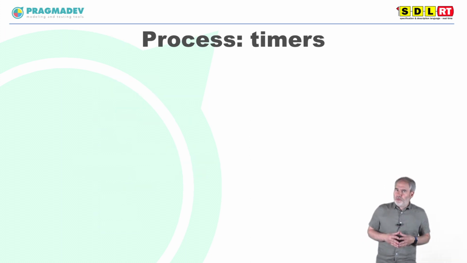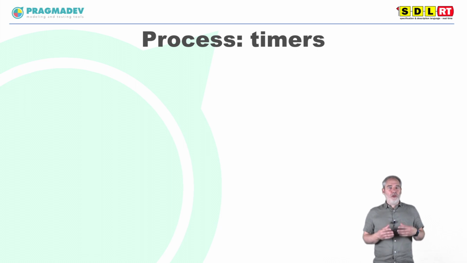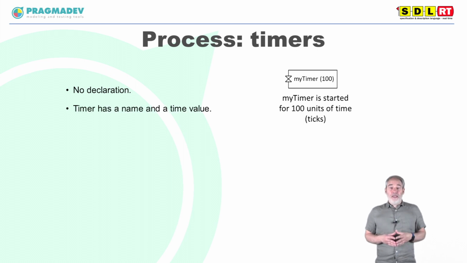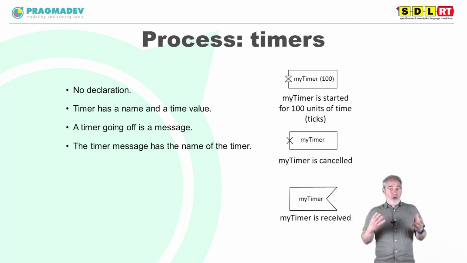Let's now move to timers. First, there is no need to declare a timer. Just start it. The timer is identified by its name, and the time unit is the system tick. When the timer goes off, it becomes a message in the queue like any other message. The name of the message is the name of the timer. Messages already present in the queue will be treated first. The timer does not have any priority.